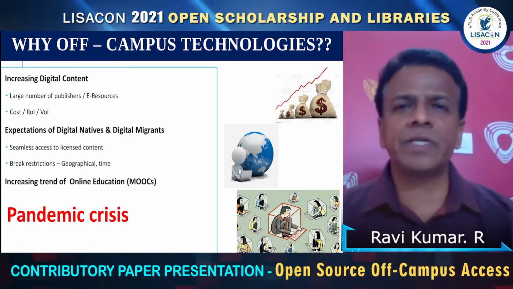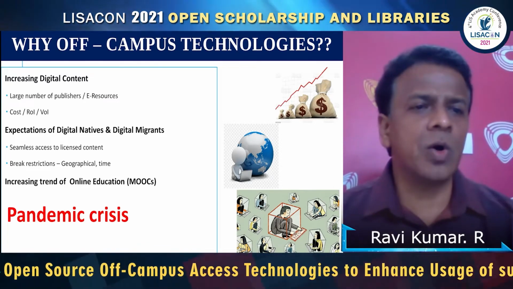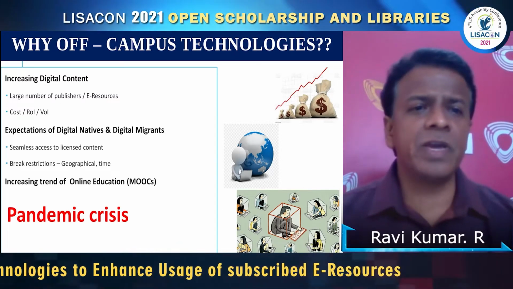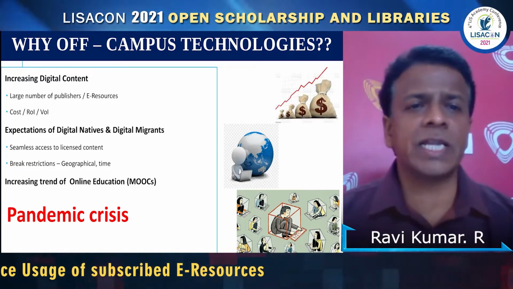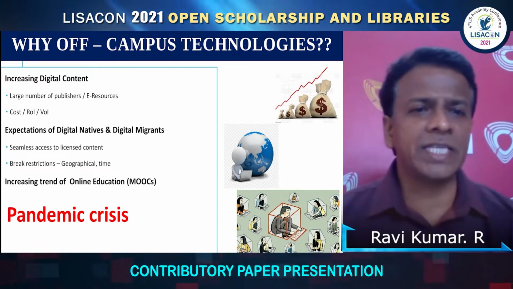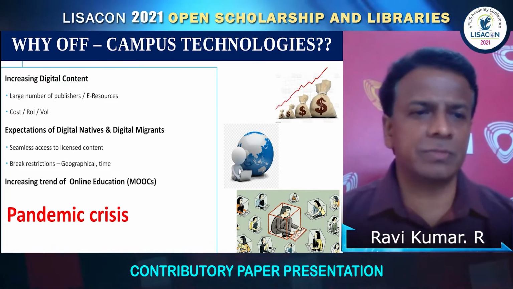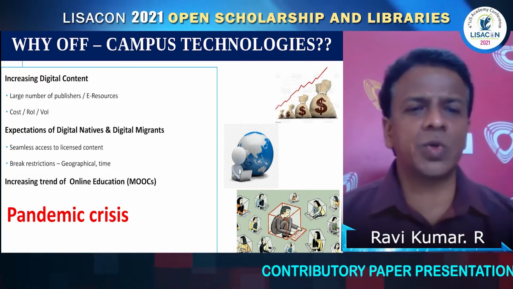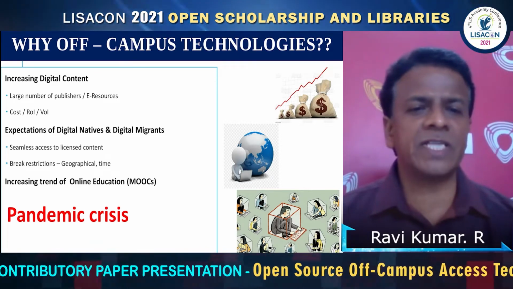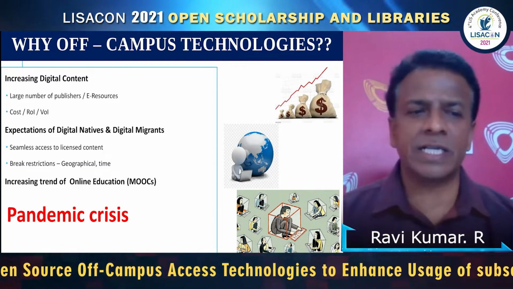Why do we need off-campus technologies? Because of increasing digital content, the cost of return on investment and value on investment matter. We are subscribing to more e-resources, which can be utilized properly, and a number of users can access them throughout the world through these off-campus technologies. It is seamless access to licensed content, with no geographical barrier or time restriction. You can access the e-contents 24 by 7.